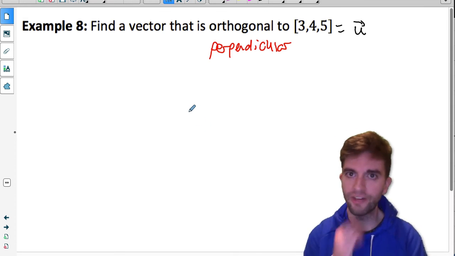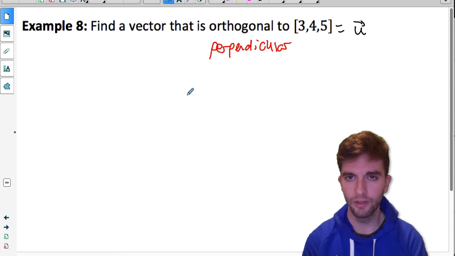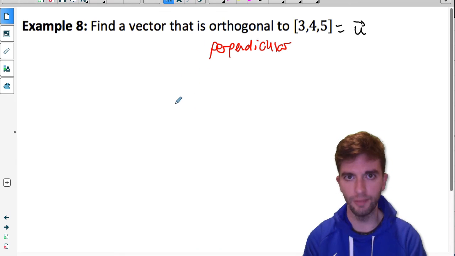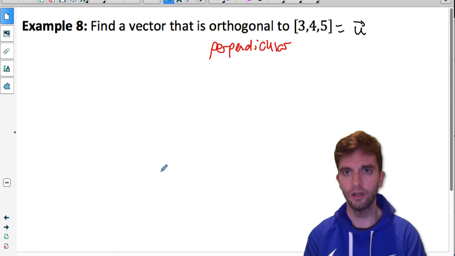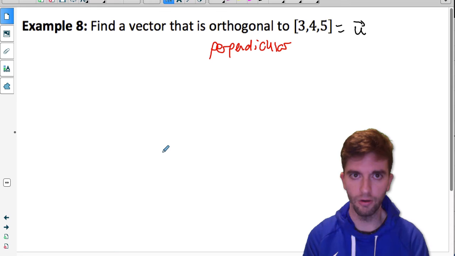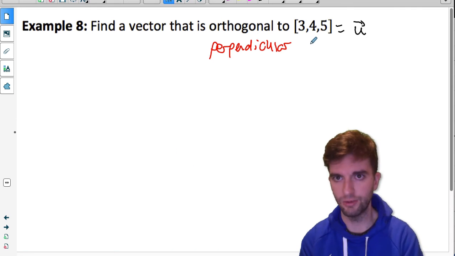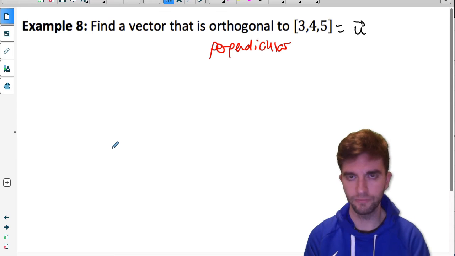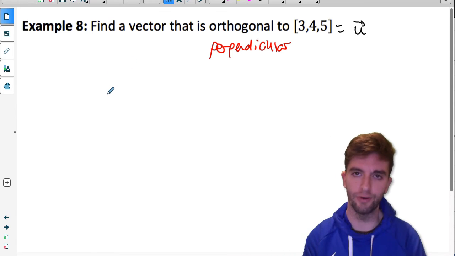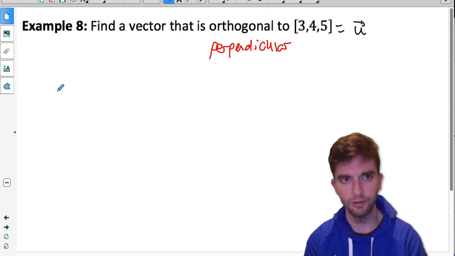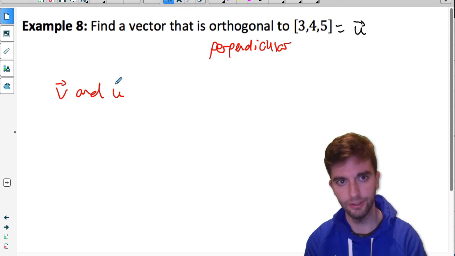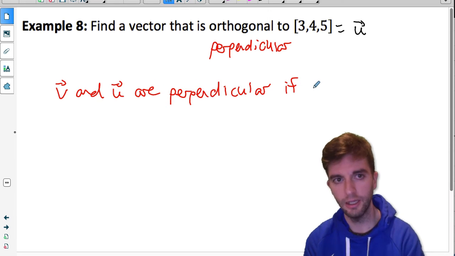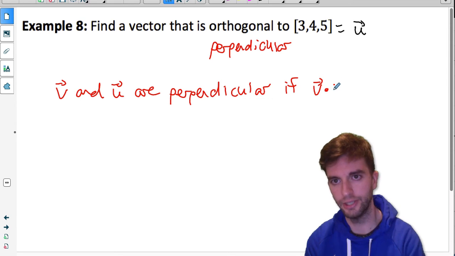So what do we know about vectors that are perpendicular to each other? Vectors that are perpendicular to each other form a 90-degree angle with each other. And if they have a 90-degree angle, the dot product of them would be 0. So we need to find a vector that when we do the dot product with vector u, we get a result of 0. So how can we do that? There's a couple different ways. So let me make a note. v and u are perpendicular if v dot u equals 0.